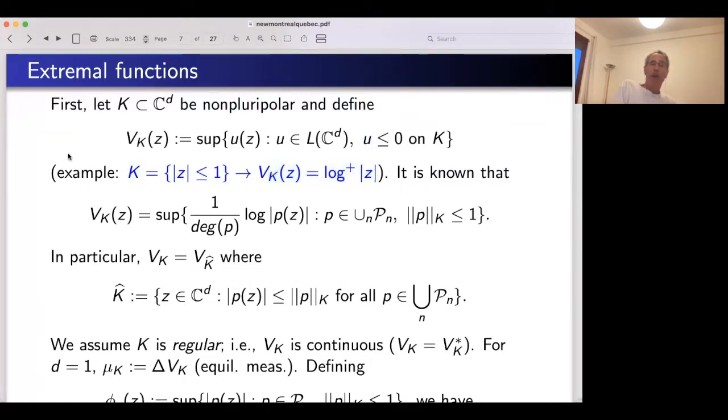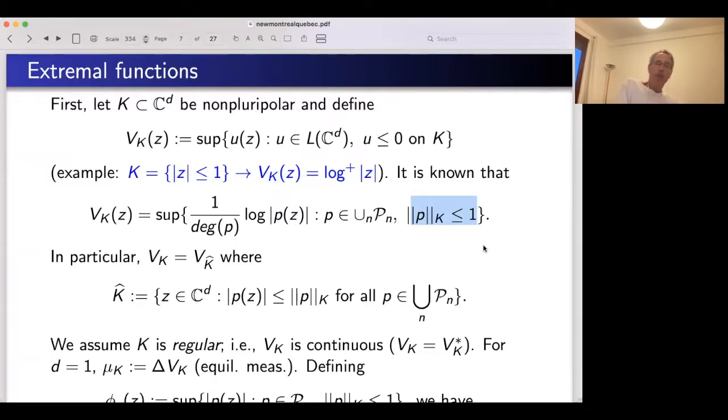And for compact sets, you don't need to look at this full collection of Lelong class functions, the plurisubharmonic functions of logarithmic growth, but only the ones that come from polynomials. So you only need to look at ones that are of the form 1/degree times the log of the modulus of a polynomial, where of course the polynomial needs to be normalized, so its sup norm is at most 1.